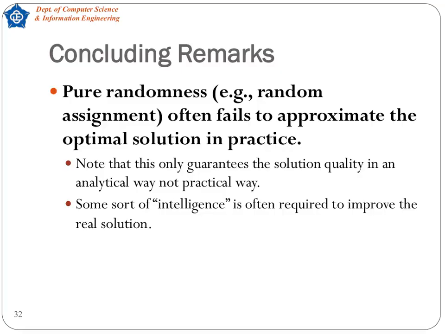So having explored those mathematical relationships and the concept of an expected cut, this slide brings us to some crucial concluding remarks. The main takeaway here is really important: pure randomness, for instance, simple random assignment, often falls short of approximating the optimal solution in practical scenarios. While it might offer guarantees of solution quality analytically, this frequently doesn't translate effectively to real-world applications. Therefore, to significantly improve the actual solution obtained, some form of intelligence is almost always required.